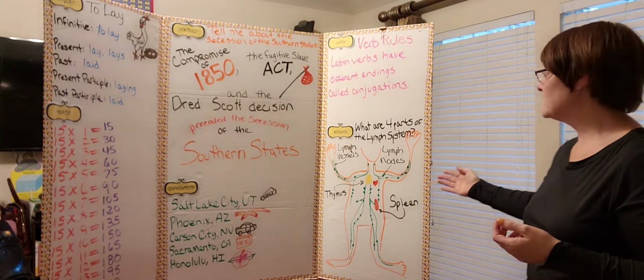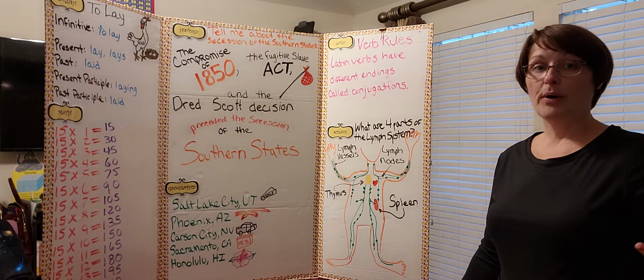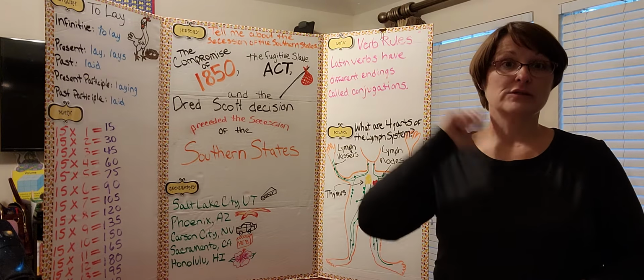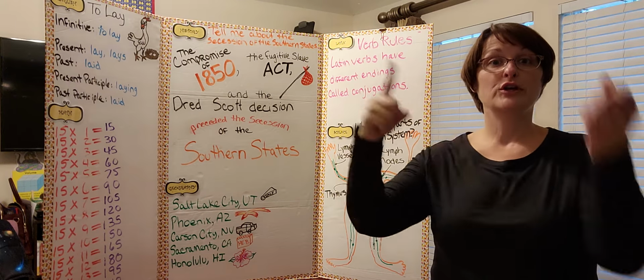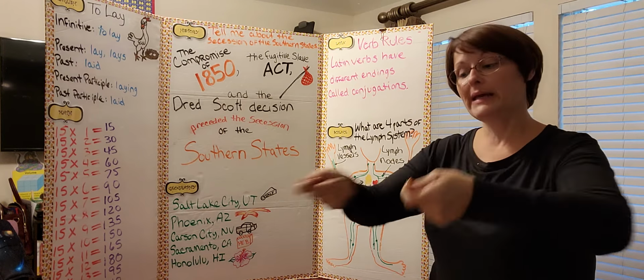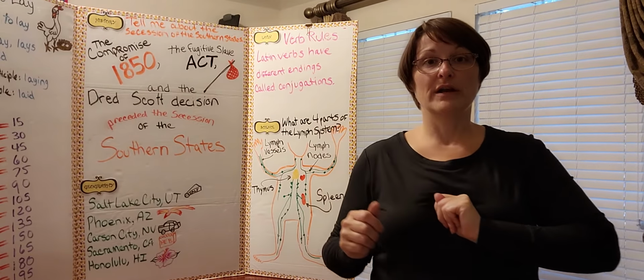And then for science, we talked about what are 4 parts of the lymph system. 4 parts of the lymph system are lymph vessels, lymph nodes, the spleen, we shook like we were panning for gold, and the thymus, we made our T and put it right there in front of our chest.